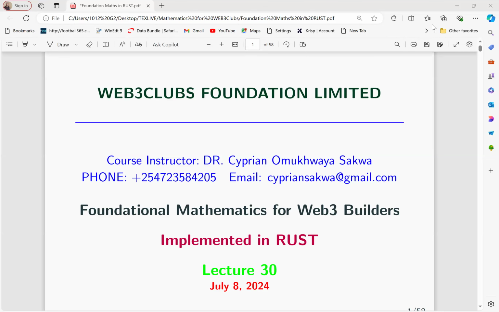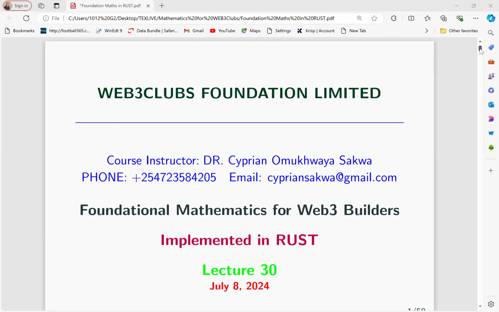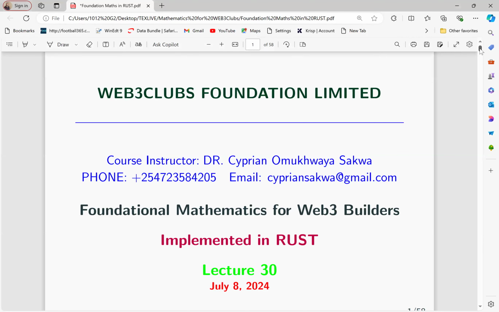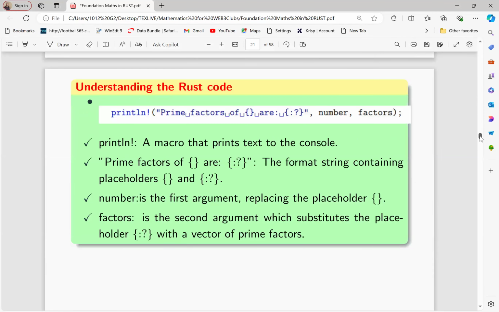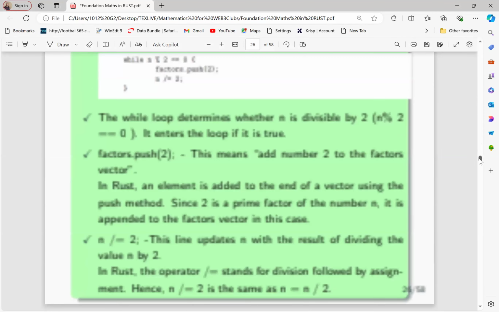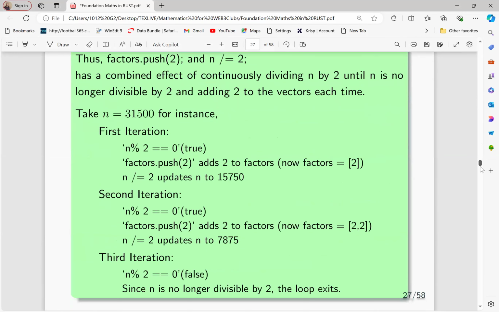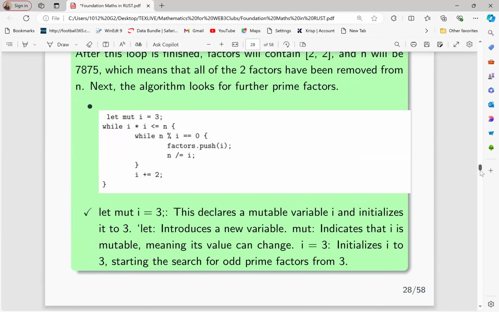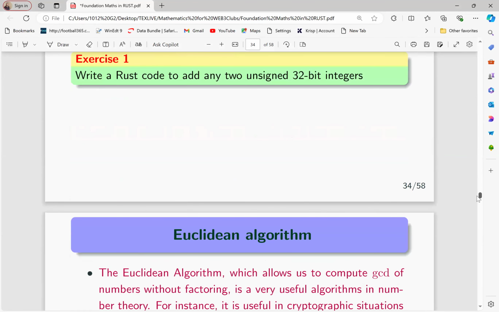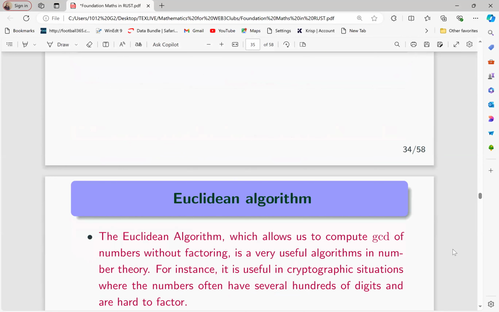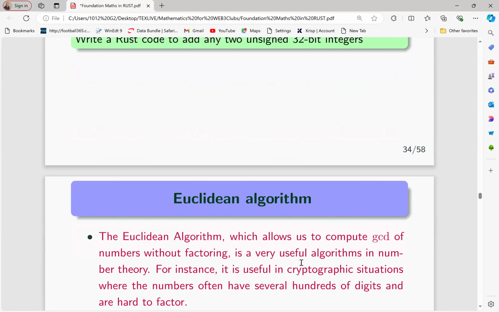Want to continue with our classes, mathematics, and implementing the same in Rust. So we had looked at prime numbers, how to write the code for prime numbers and how to factorize a composite number using Rust. So today I want us to look at the Euclidean algorithm, then the extended Euclidean algorithm, and how to implement them in Rust.